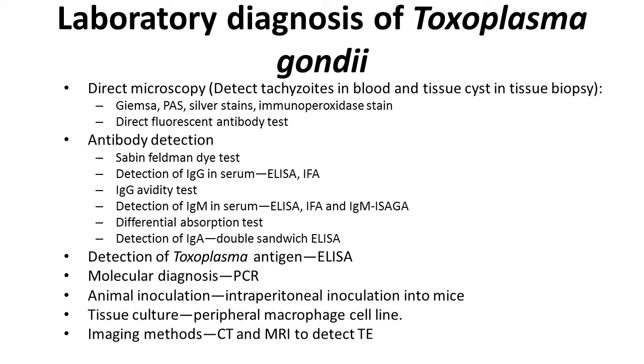Laboratory diagnosis of Toxoplasma gondii. Here we can use direct microscopy. Here we are detecting the tachyzoite in the blood and the tissue cyst in the tissue biopsy.